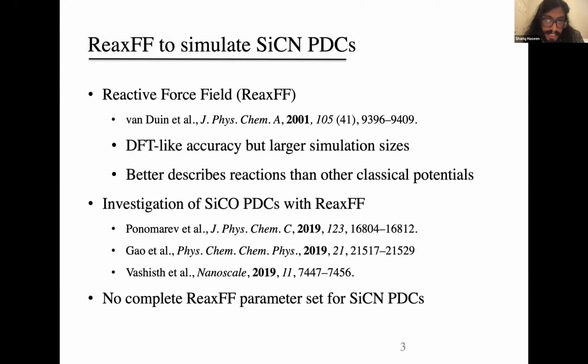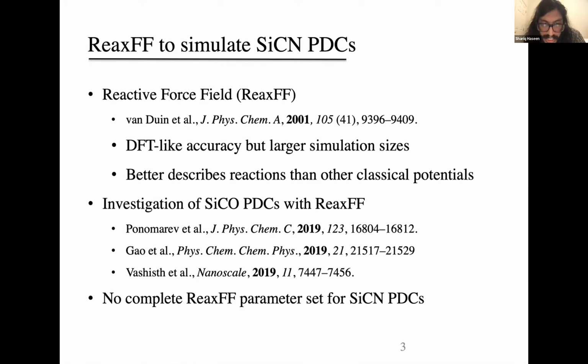And a lot of work has been done just recently developing ReaxFF for use in silicon oxycarbide PDCs. So work from our own group was about looking at the pyrolysis of the PMHS-DVB system. Gao did some work with not their own parameter set, but a parameter set developed by Newsom, looking at the pyrolysis of PMHS and HCPS systems. And then Vishis looked at mechanical properties in silicon oxycarbide fibers.